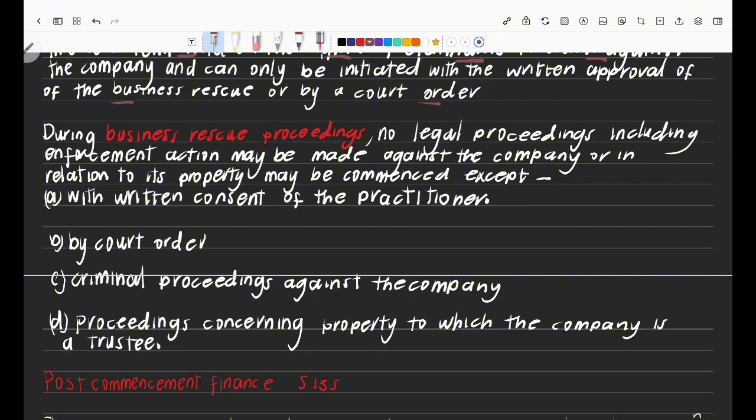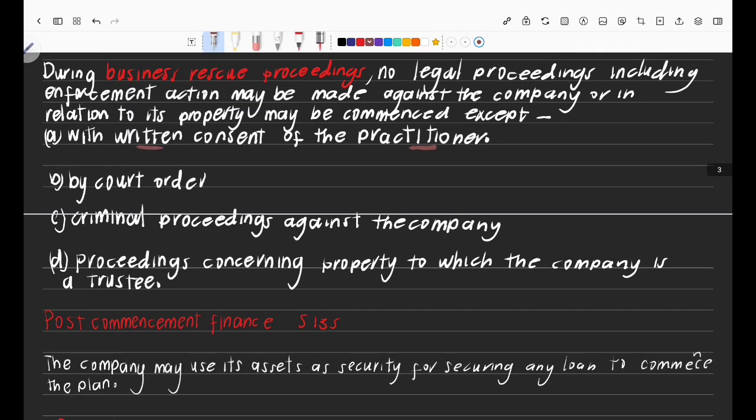During business rescue proceedings, no legal proceedings, including enforcement action, may be commenced against the company or in relation to its property except with the written consent of the practitioner. So the practitioner needs to give you permission to have any legal proceedings against the company once the business rescue proceedings have been initiated. Or it can be commenced by a court order, unless it's a criminal proceeding against the company. So if the company has some fraud case, some case of stealing, they can commence that legal action even if there's a business rescue proceeding.